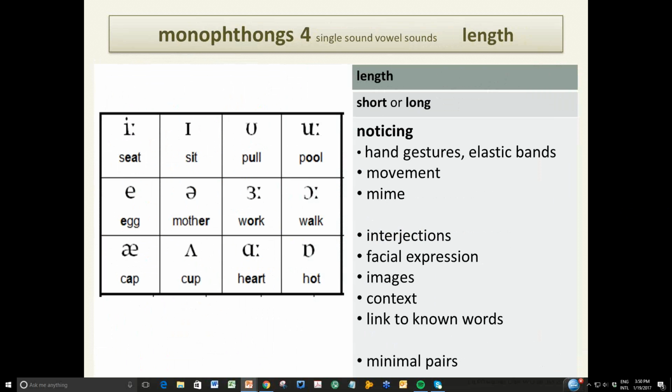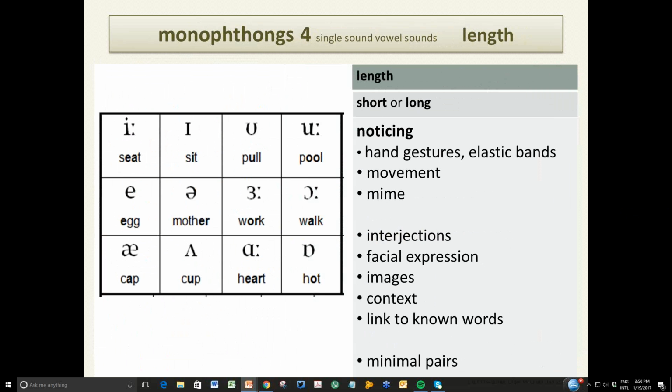Lots of possibilities showing emotions or attitudes through interjections, for example, ooh and ah, or expressions like, can you see that work sound? That's a tricky one for students, the difference between the work and the walk. Images, for example, you can see the cup sound, see it looks a little bit like an arrow pointing up or an open umbrella.